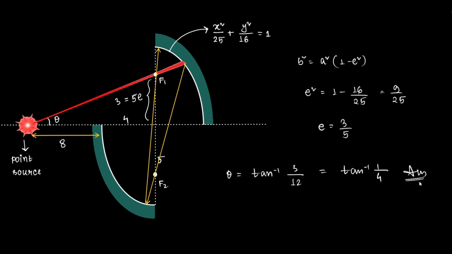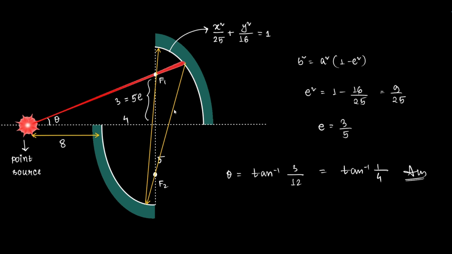So the problem was very easy, you just have to use the concept of the reflective property of an ellipse. Now in the second part I have asked that you have to find the net distance traveled by this light ray after n reflections.